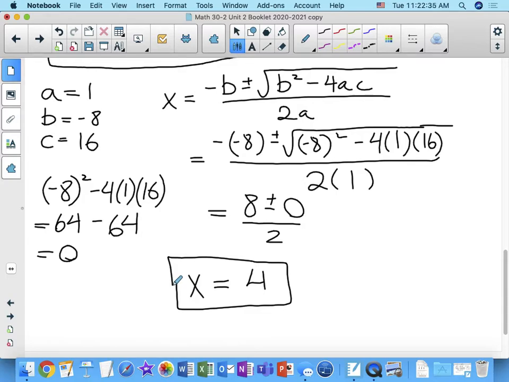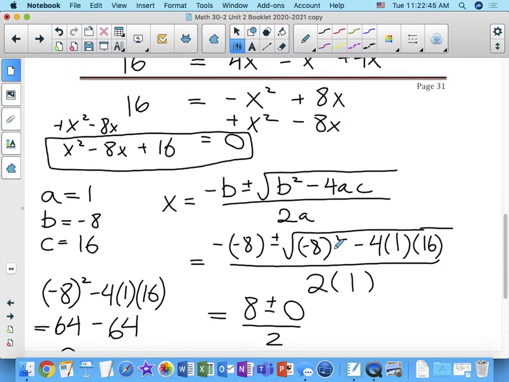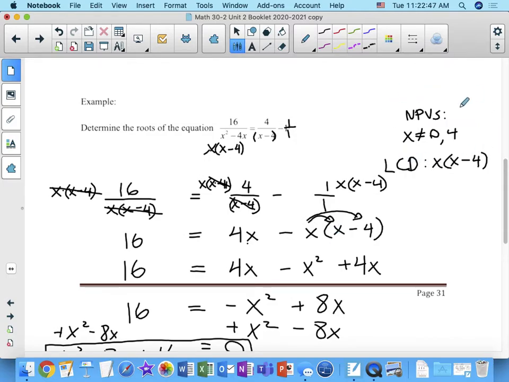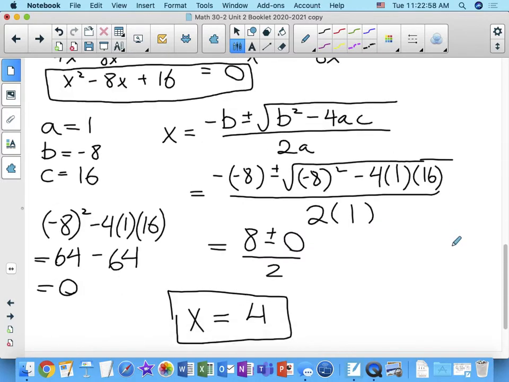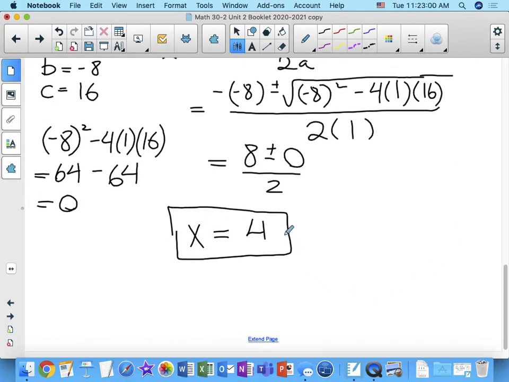Good. Excellent. We got to throw this out, because we haven't finished going through the process yet. The last thing we've got to do is go back to the beginning and check our non-permissibles. And x can't equal 4. 4 is a non-permissible. So at the end of the day, after all of this work, this is extraneous. No solution.